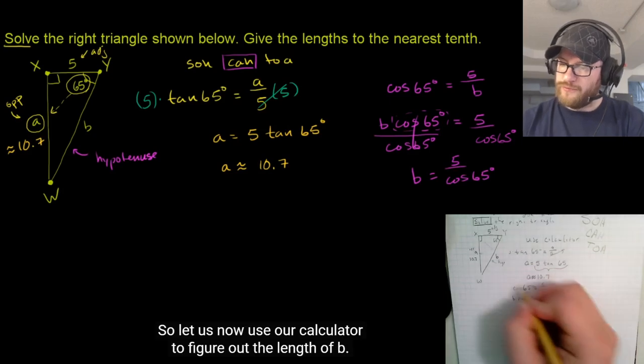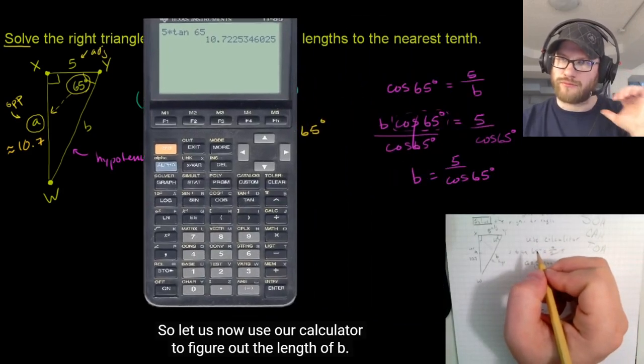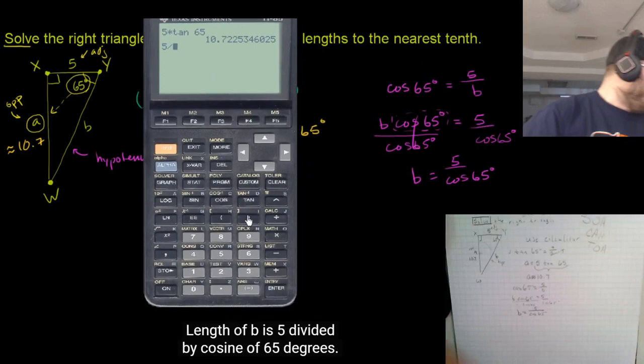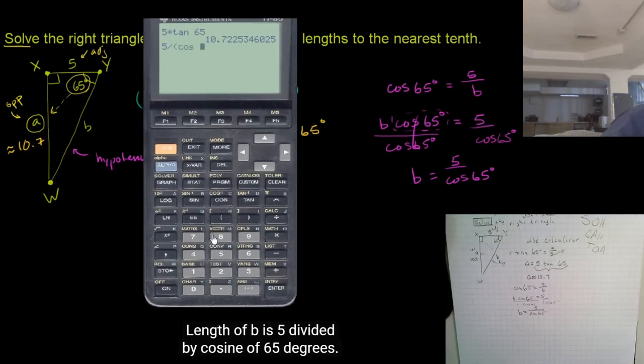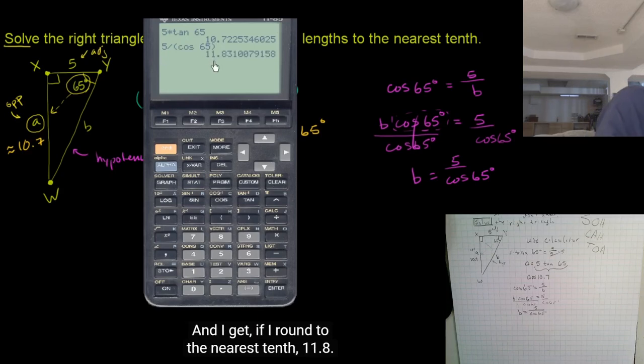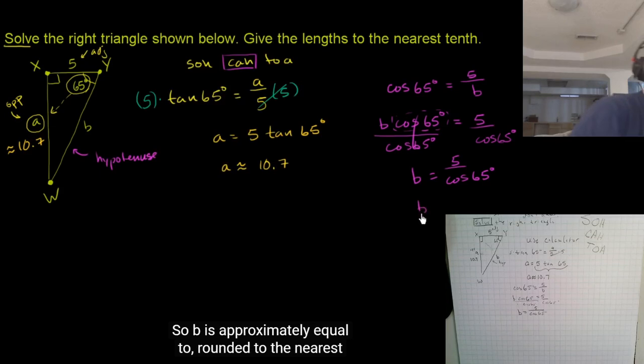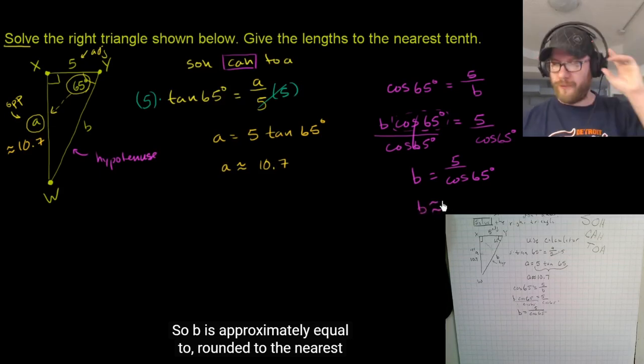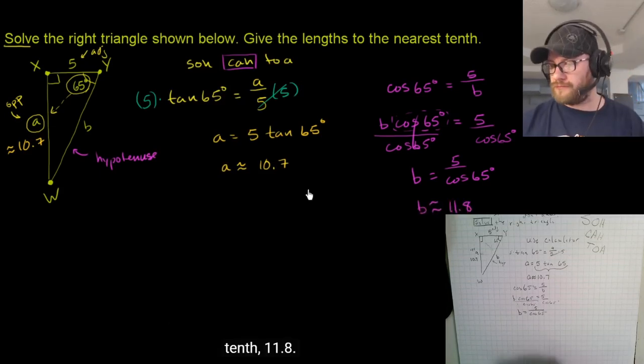So let us now use our calculator to figure out the length of b. The length of b is 5 divided by cosine of 65 degrees. And if I round to the nearest tenth, I get 11.8. So b is approximately equal to 11.8.